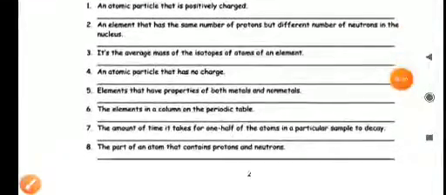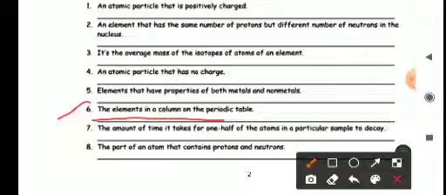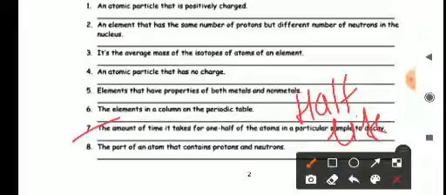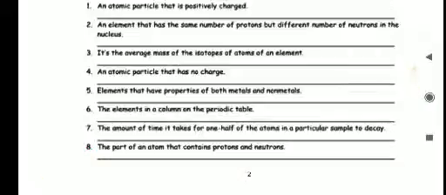Number 6, the elements in a column of the periodic table are called a group. Question number 7, the amount of time it takes for one half of the atoms in a particular sample to decay is called half-life. Number 8, the part of an atom that contains protons and neutrons is called the nucleus.